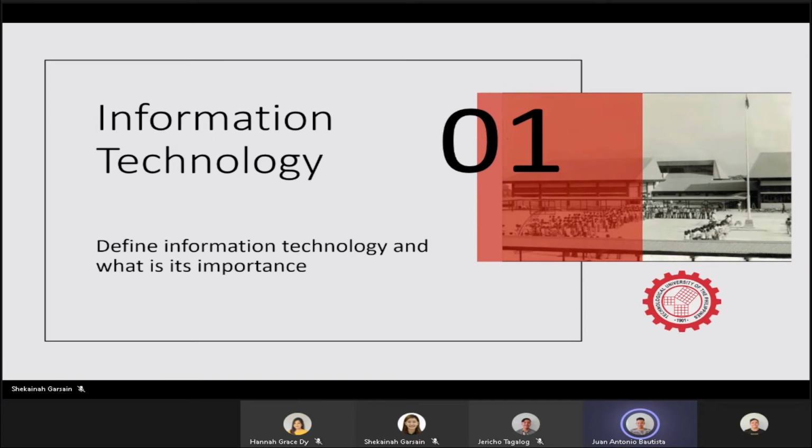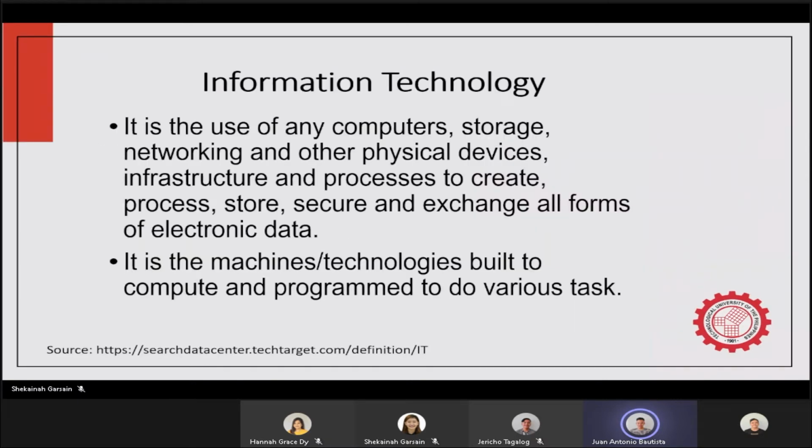So first, what exactly is information technology? Information technology is the use of any computer, storage, networking, and other physical devices, infrastructure, and processes to create, process, store, secure, and exchange all forms of electronic data.